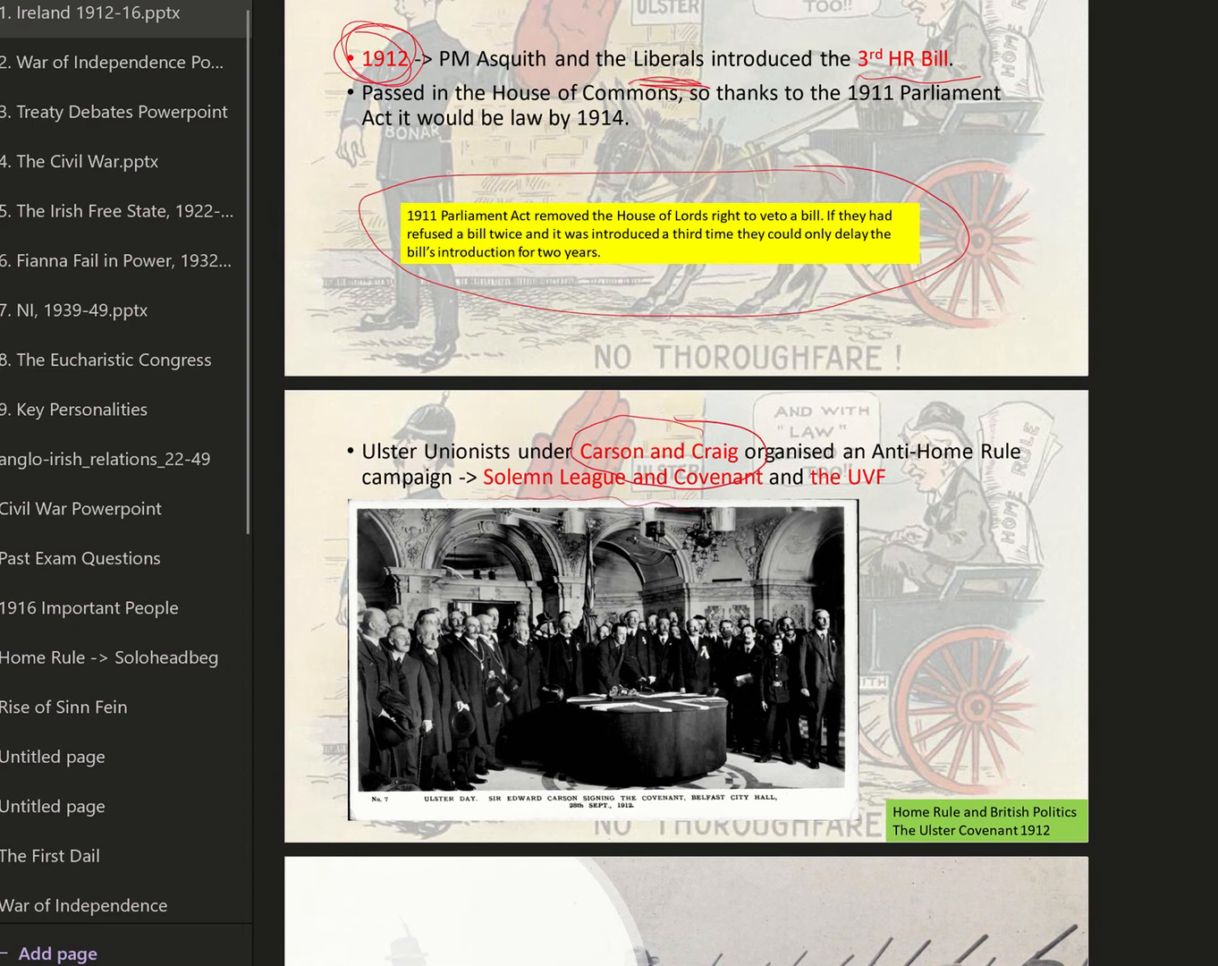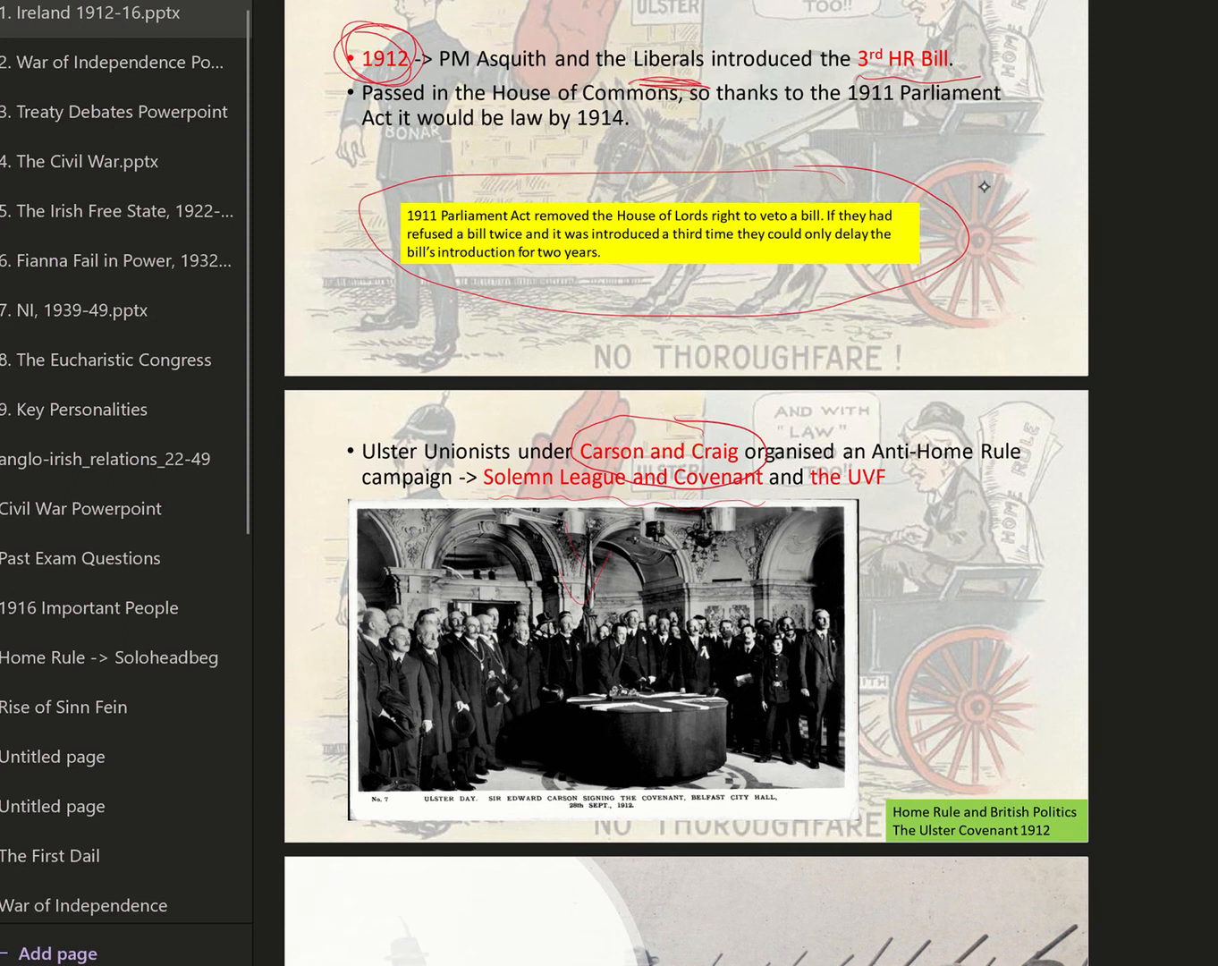The first way was a legal way, the Solemn League and Covenant, which you can see down there in the picture. Solemn League and Covenant was basically like a charter that every unionist signed in Northern Ireland, some with their own blood, that said they did not want to be a part of a Home Rule Ireland. They wanted to stay part of Britain.